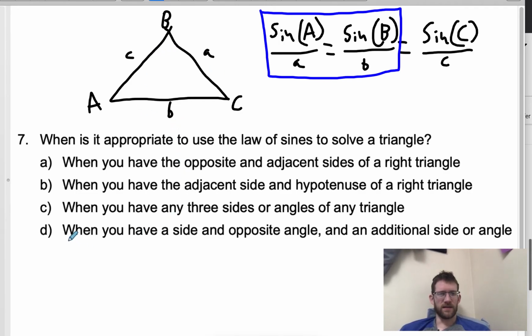So finally, let's see if D works. When you have a side and an opposite angle and an additional side or angle. So that's what we have here. For example, if you know big A and little a, so you know an angle and a side, and they're opposite each other, right? And then one additional piece of information, so another side or another angle, say this side or something. Then we can use law of sines to start figuring out the rest.